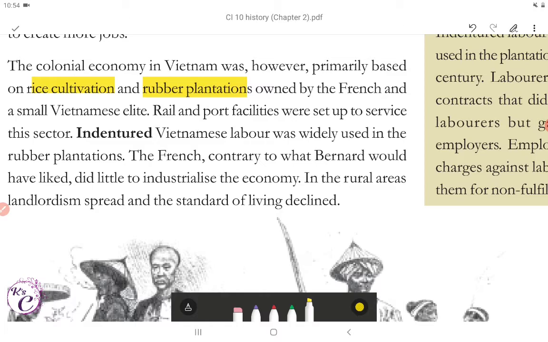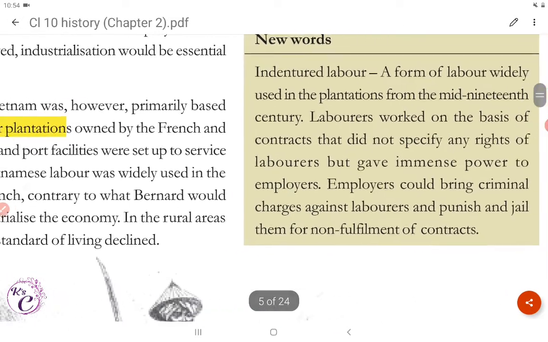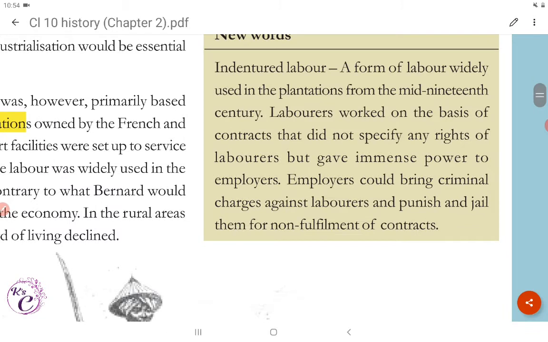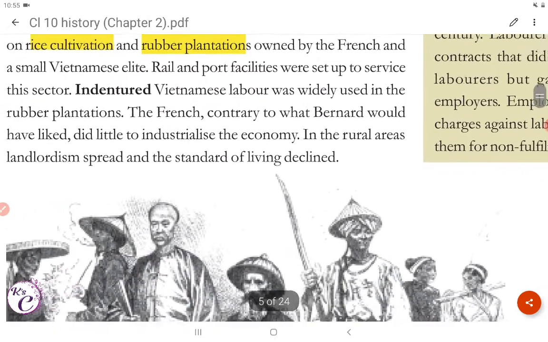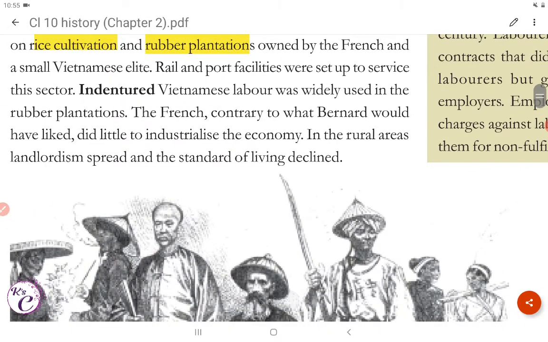So, what does indentured mean? Indentured labor was a form of labor widely used in the plantations from the mid 19th century. Laborers worked on the basis of contracts that did not specify any rights of laborers but gave immense power to employers. Employers could bring criminal charges against laborers and punish and jail them for non-fulfillment of contracts.